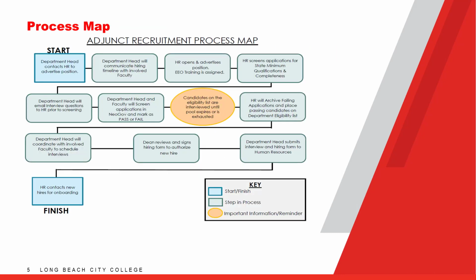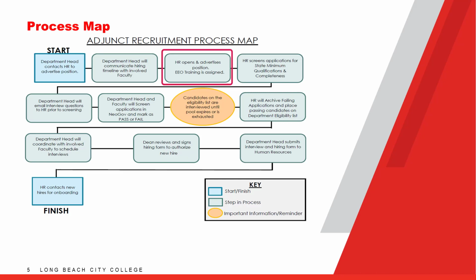Here we have our adjunct recruitment process map. This serves as a quick guide to show you each step of the recruitment process. The process is initiated by the department head contacting HR and letting us know that there is a need to fill a position. Next, the department head will communicate to HR a hiring timeline. This includes how long you'd like the job posting to be up for and a general time frame of when you'll be conducting interviews.